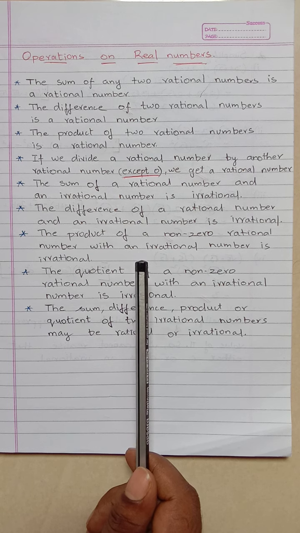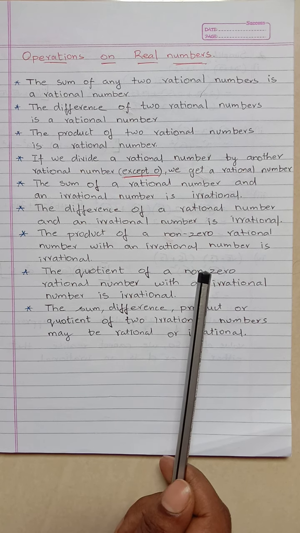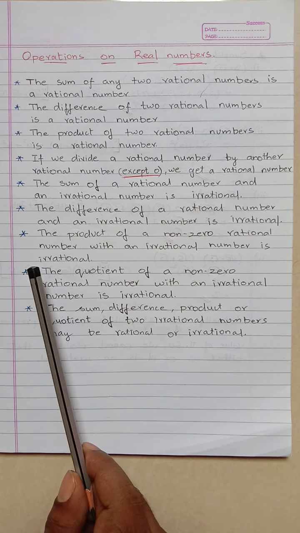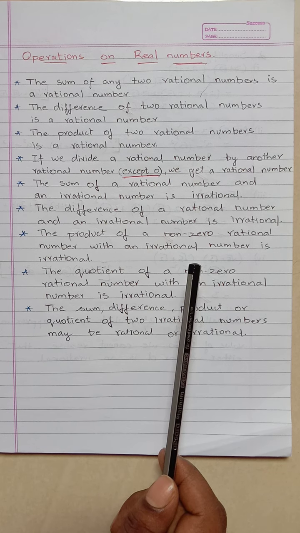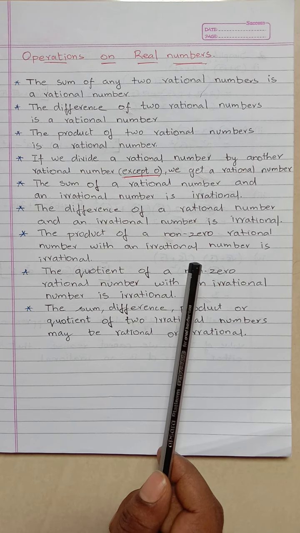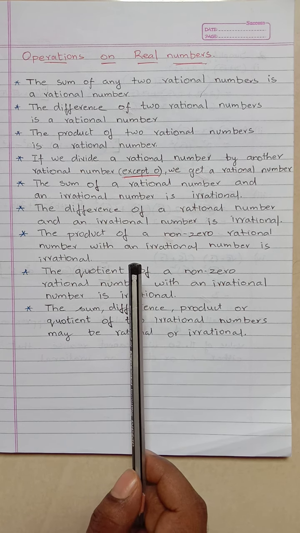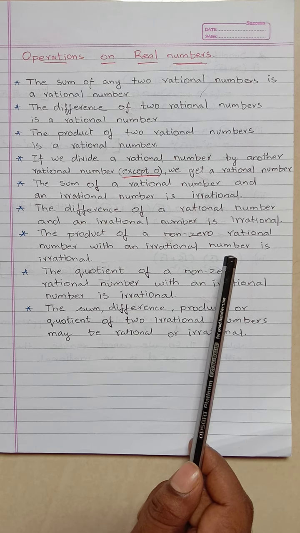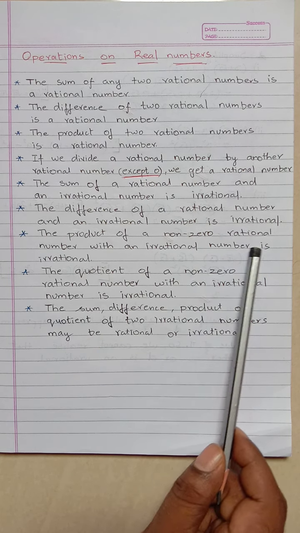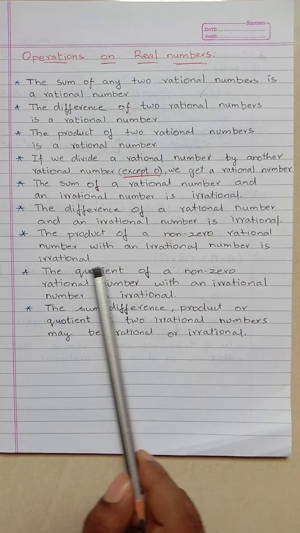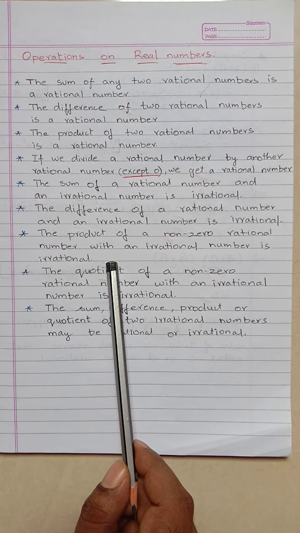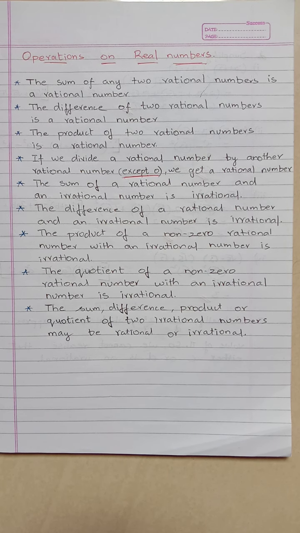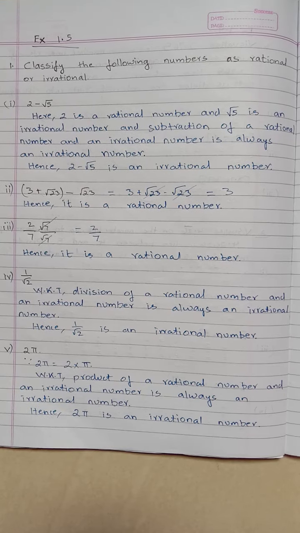But when we check with a rational and an irrational, when we add a rational and an irrational, it is irrational. Or if we find the difference between a rational and an irrational, it is irrational. Or if you find the product of a non-zero rational number with an irrational, it is irrational. Is it clear? So let's go for the exercise now.